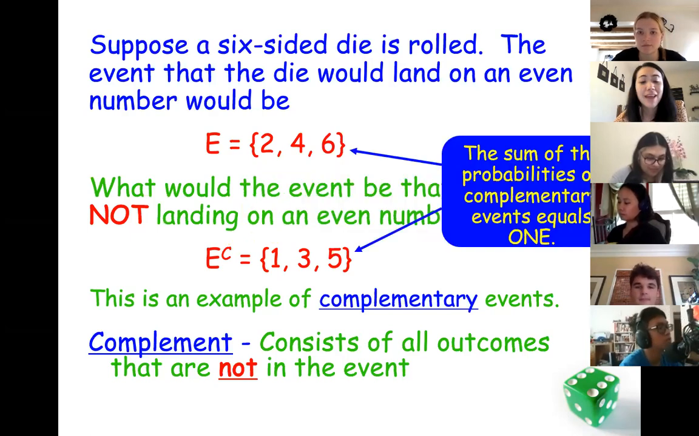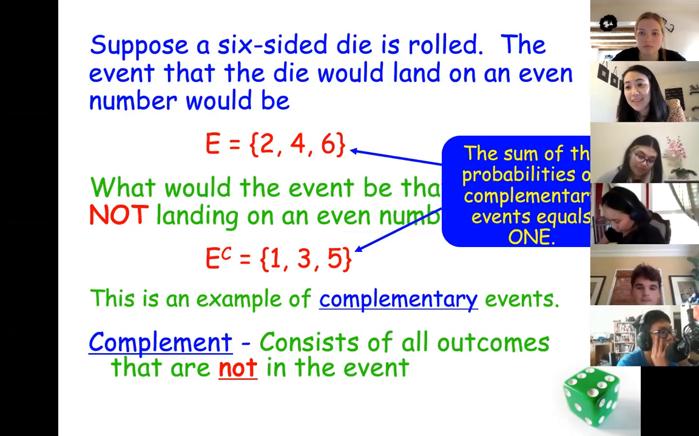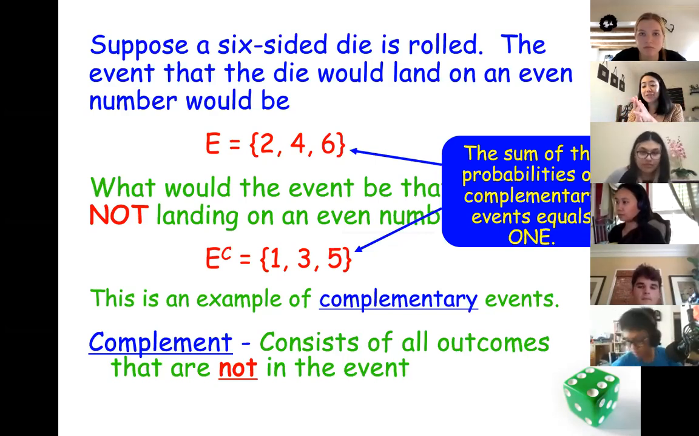All right, cool. Hopefully it doesn't surprise you that if you were to add the probability of the event and the probability of the complement, it would always equal 1. Because when you combine those, you get the entire sample space.